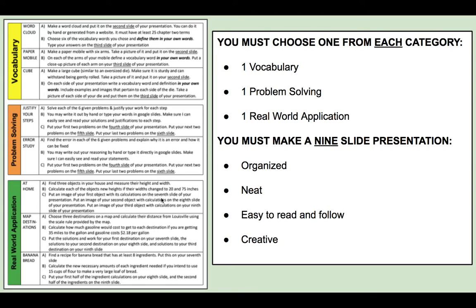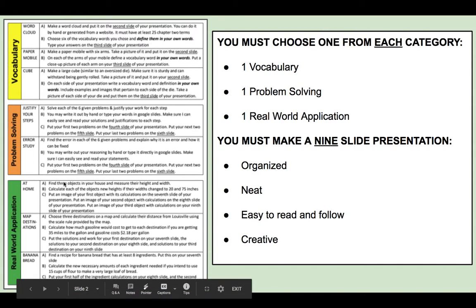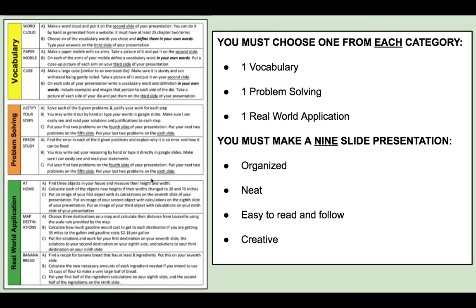So first of all, right here is your new set of directions. You have this in your packet, and your directions are you have to choose one option from vocabulary, one option from problem solving, and one real world application. So notice we have 3 things that you can choose from in vocabulary. Choose one of those. You have 2 things to choose from in problem solving and 3 things to choose from in real world application.